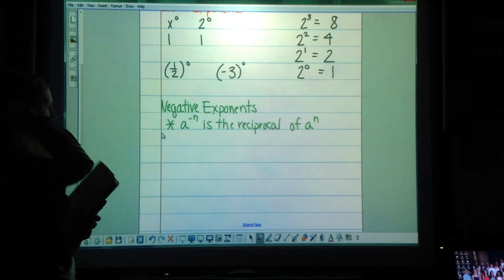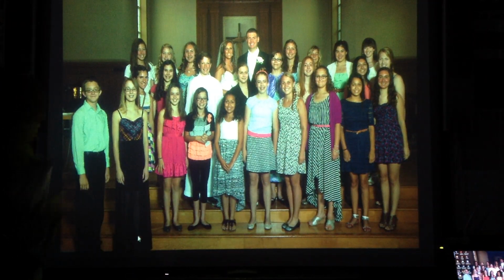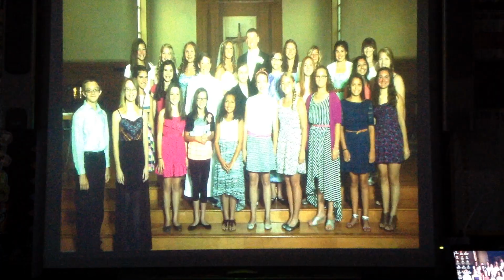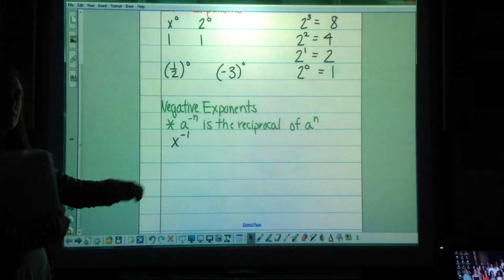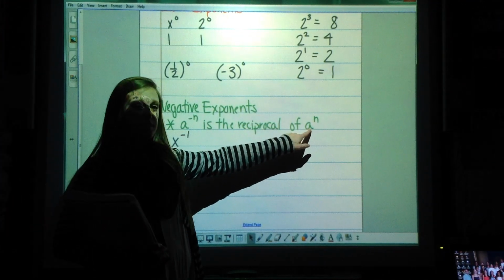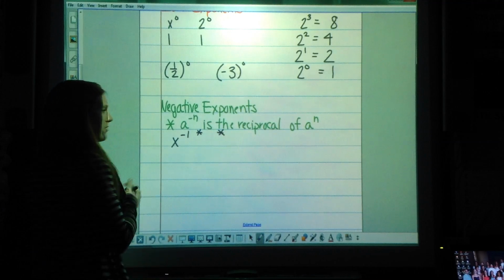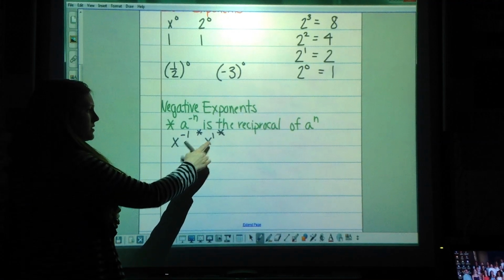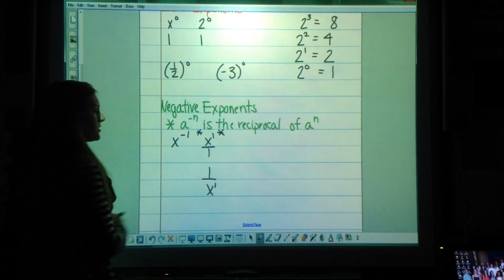Let's say we have x to the negative first power. Okay, sorry about that. So when you have a negative exponent, you're going to take the reciprocal of that same base with a positive integer. So this is going to be my thinking phase: I'm going to change this to x to the first. I'm just making that positive. And I take the reciprocal of this. Well, turn that into the fraction. The reciprocal of this, if I flip it, would be 1 over x to the first.